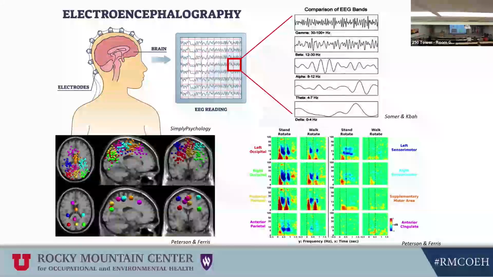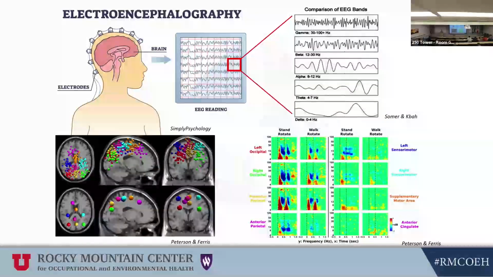So that's on the top left or on the top right. So the theta band is 4 to 7 hertz, which is attention, cognitive control, and error monitoring. Alpha is 8 to 12 hertz, which is sensory processing and inhibition. Beta is 13 to 30 hertz, which is motor control and postural regulation. And gamma is above 30 hertz, which is higher level processing.